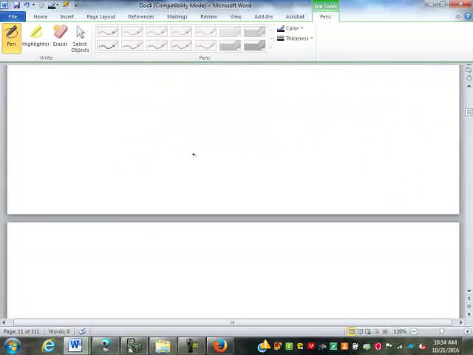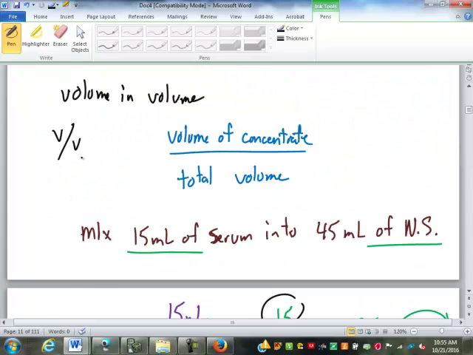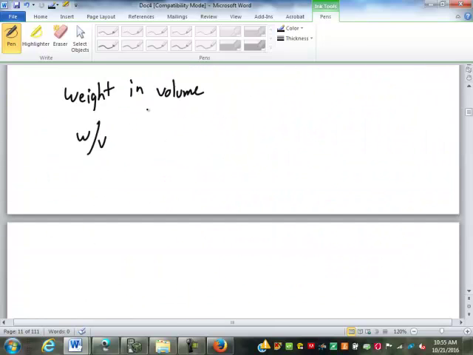Okay. Our final type of concentration we're going to look at is a weight in volume, abbreviated W over V. A weight in volume concentration is also used. Now, we had mentioned the weight and weight concentration up here was often used. I'm not going to go all the way back.